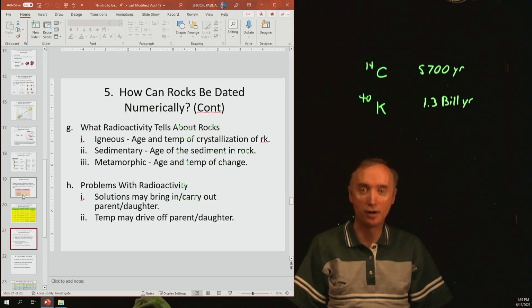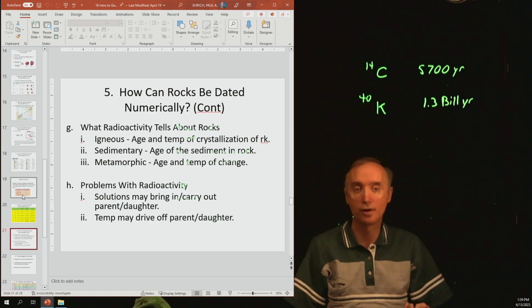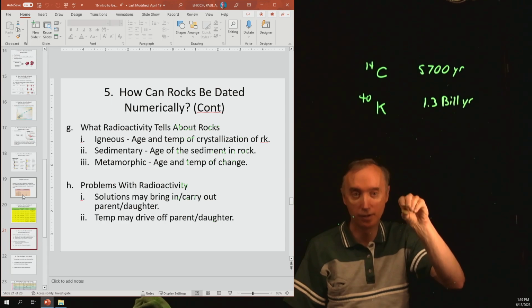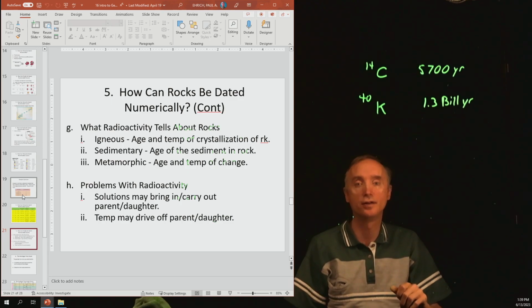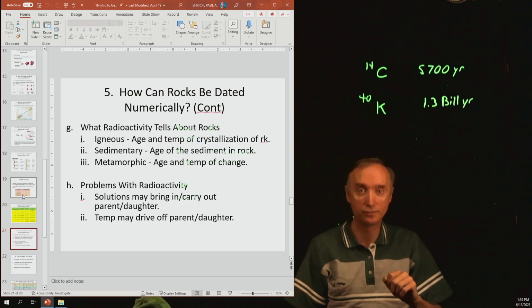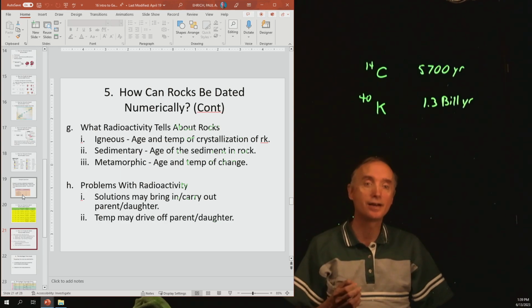Now with a sedimentary rock, radioactivity is going to tell us the age of the sediment in the rock. Remember, sedimentary rocks come from sediment. So it would tell us the age of the sediments that were glued together to make the sedimentary rock. With metamorphic rocks, it's going to tell us the age at which the rock was metamorphosed. And it will also tell us the temperature at which it was metamorphosed, because again, we had those index minerals in metamorphic rocks that would appear at certain temperatures.